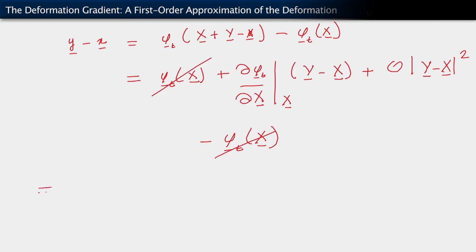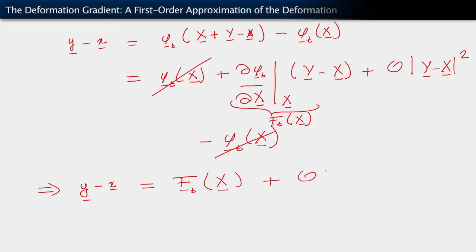So it tells us, therefore, that the distance between points x and y, in fact the vector separating them under the deformed state, is essentially F sub t evaluated at x, because that is exactly what we have here, from the definition of the deformation gradient, plus higher order terms. Oh, I need to have a y minus x here, sorry.